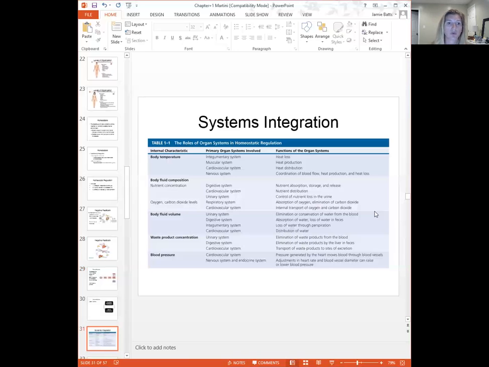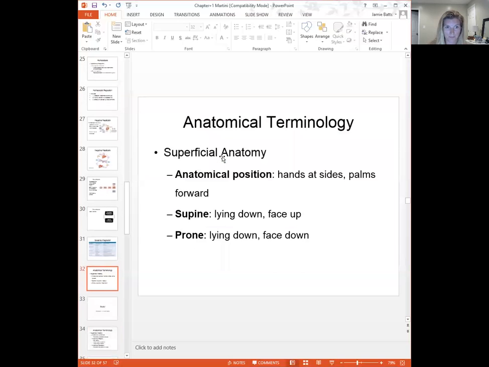So this is going through the different organ systems in the body and how they work in homeostatic regulation. So for example, in regulating body temperature, it's the integumentary, the muscular, the cardiovascular, and the nervous system all working together to maintain a stable internal body temperature, and so on and so forth from that chart.